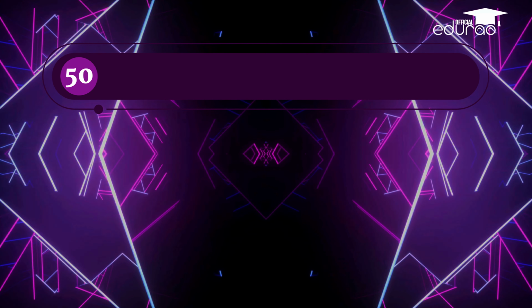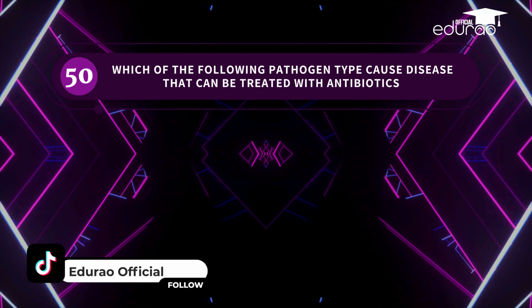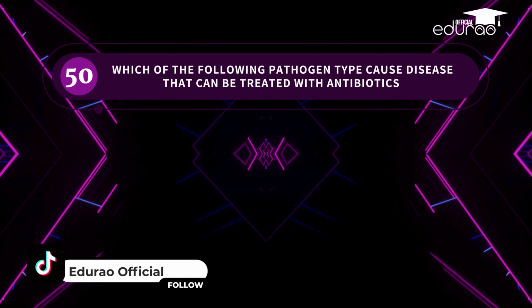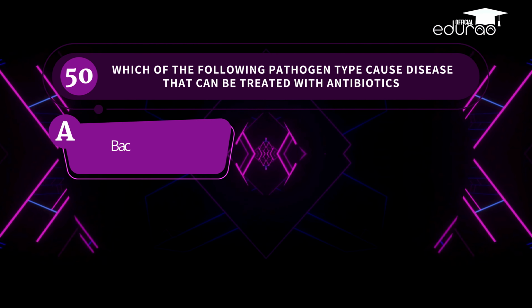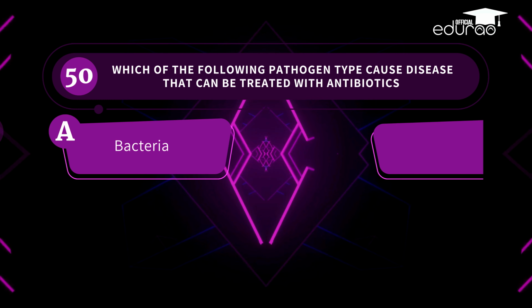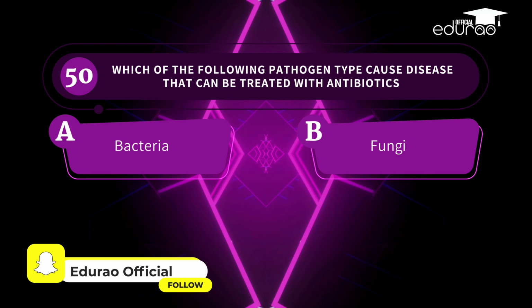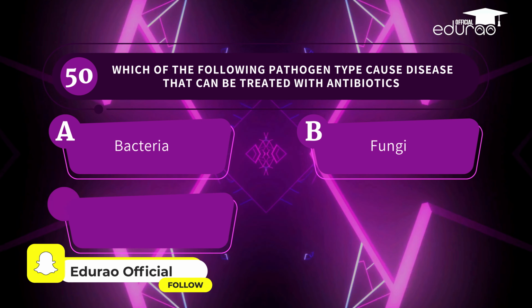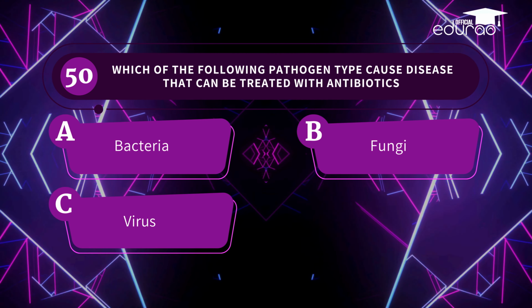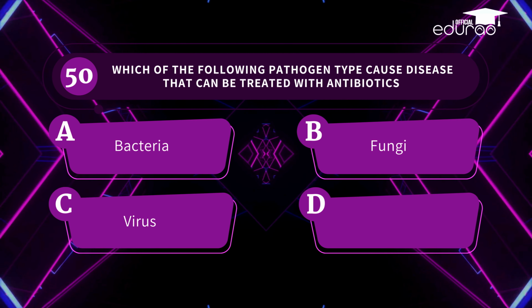Question 50. Which of the following pathogen type cause disease that can be treated with antibiotics? A. Bacteria. B. Fungi. C. Virus. D. All of them.